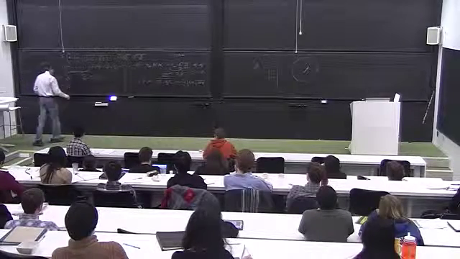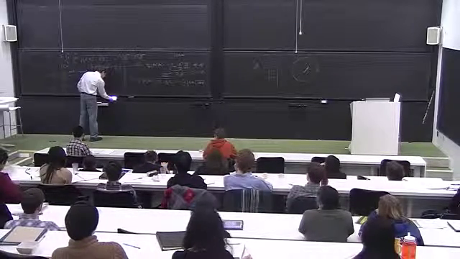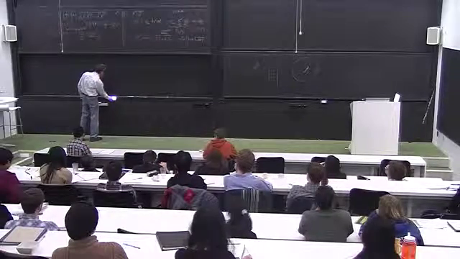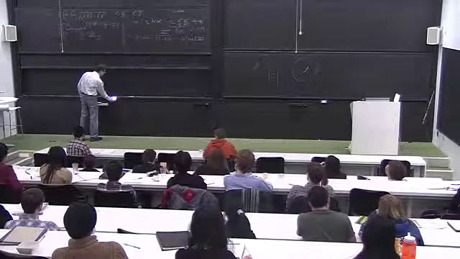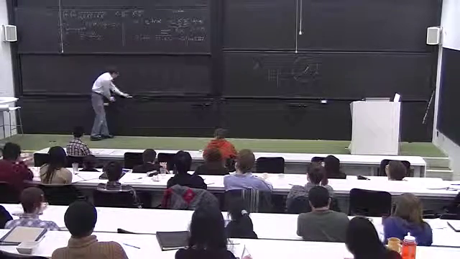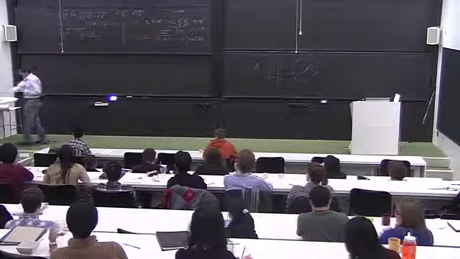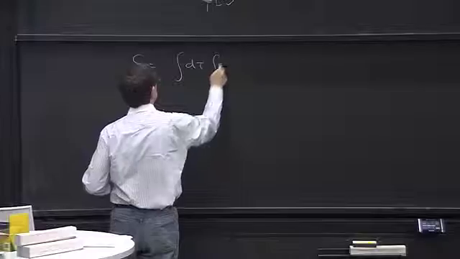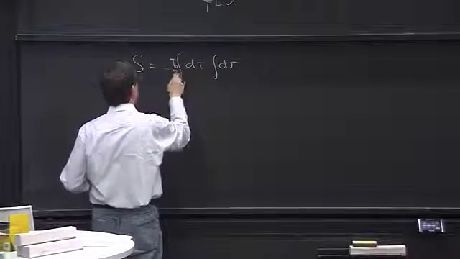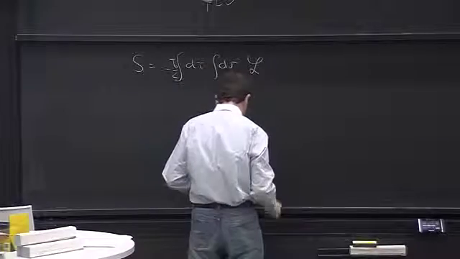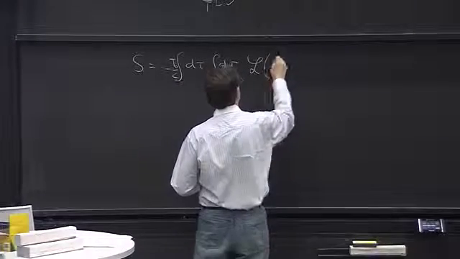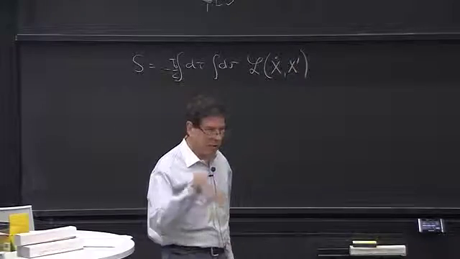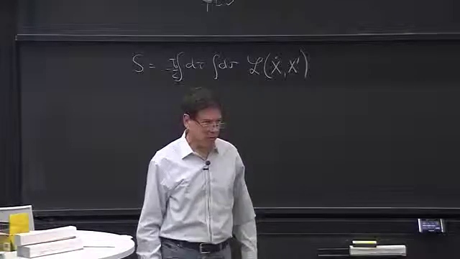Let's go on now with this thing. I like the middle one first. So how about the variation of this action? Well, this action is the integral d tau d sigma of minus T naught over c times a Lagrangian density that depends on x dot and x prime. And this is the notation we used last time to vary the non-relativistic string.